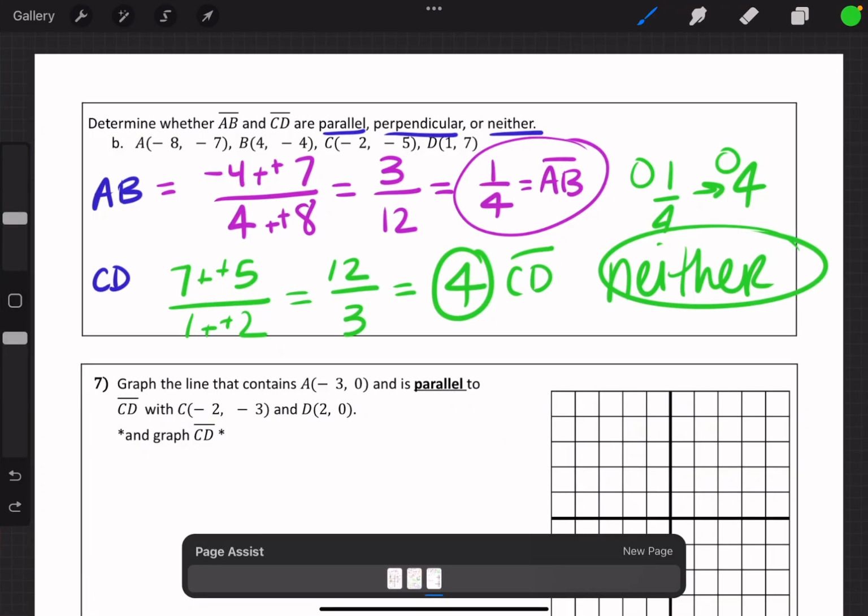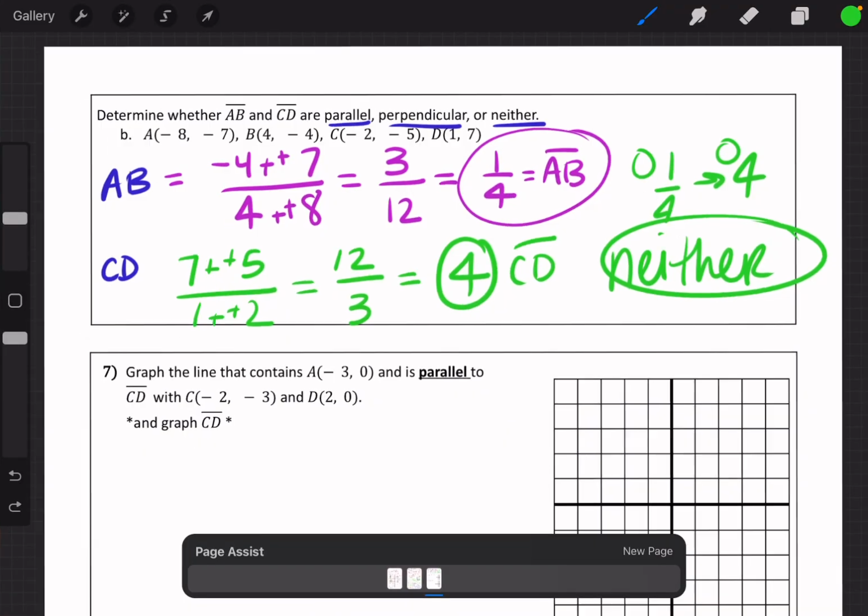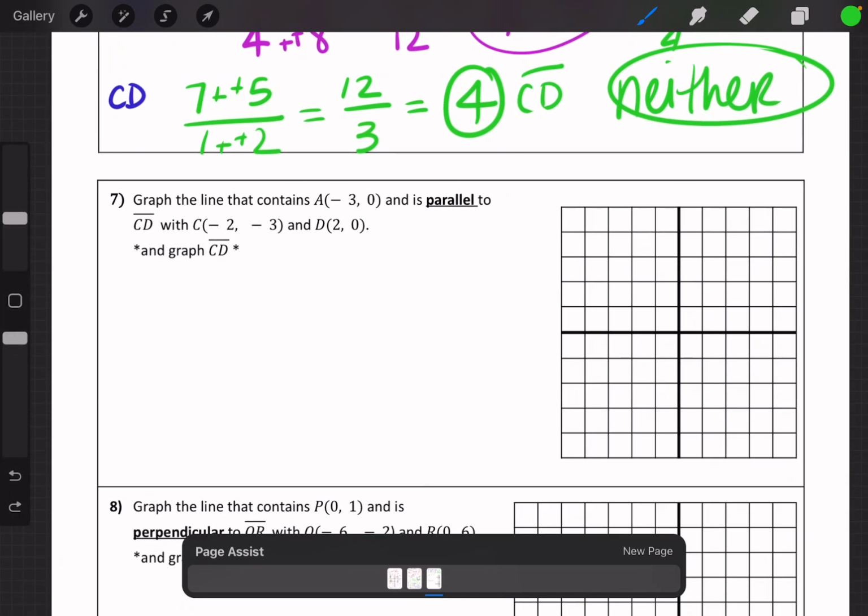All right, sorry. Part 2. Last 2 pieces here are going to be graphing lines that are either parallel or perpendicular that contain certain points. And we do want to graph both lines when we do this. So I'm going to start by graphing CD, which would be -2, -3. That is my C. And then 2, 0, that is my D. And you're going to use a nice ruler. I don't have a ruler, but you're going to draw a nice, beautifully straight line with a ruler.